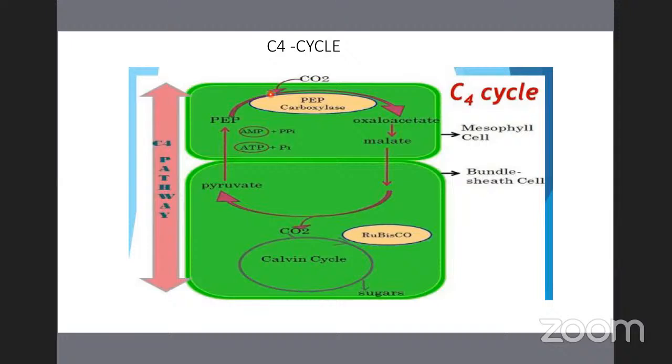So CO2 reacts with an H2O molecule in the presence of carbonic anhydrase and results in the formation of carbonic acid. The next, carbonic acid, H2CO3, dissociates into H plus and HCO3 minus, that means bicarbonate. And this bicarbonate is accepted by PEP, that is phosphoenol pyruvic acid, which is a 3C compound.